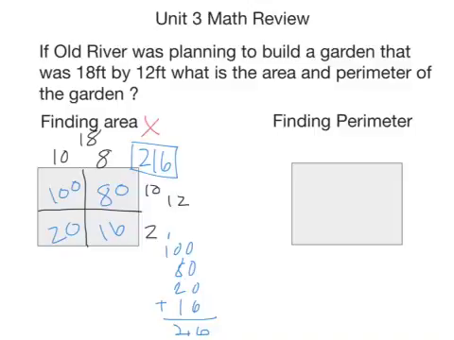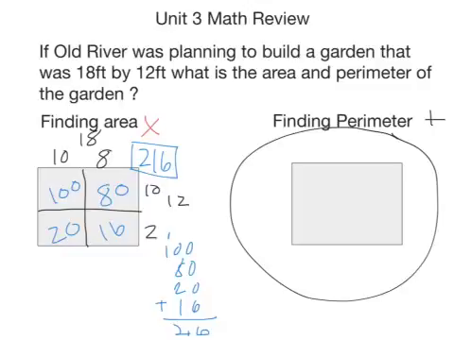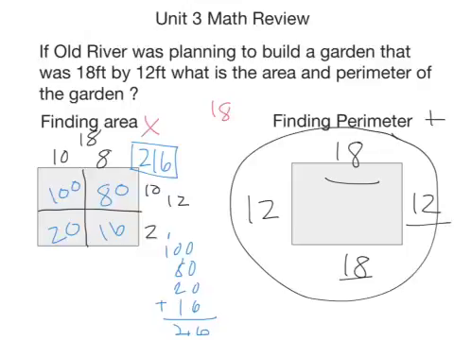Alright, the next thing is finding perimeter. I know that when finding perimeter, it's the same thing as adding. And what we're adding is all of the sides together. So let's plug them in. My first number is 18, and my second number is 12. If I know that this side is 18, I know that the bottom is automatically going to be 18. And if this side is 12, the opposite side is also going to be 12. Now all I have to do is add these numbers together. So I'm going to add 18 plus 18 plus 12 plus 12.